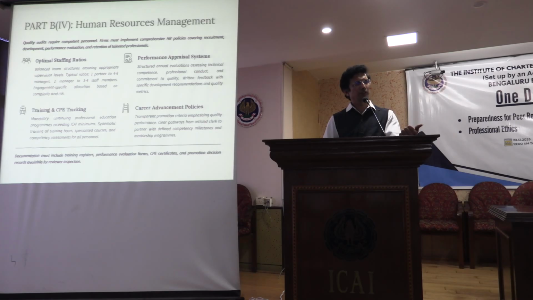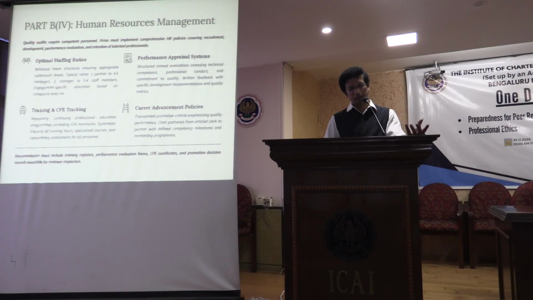Again, human resources, I touched upon it. One, the ratios. Generally, the guidelines give you the ratios, how much it should be, just to give a direction in which you should have it. For example, typically one partner should have at least 4 to 6 managers, depending on the size of the organization and what attestation work or audits you do.